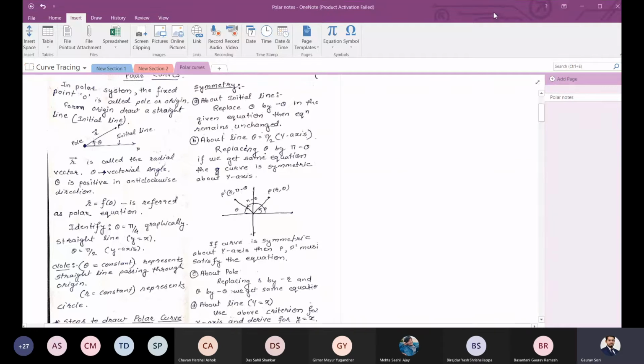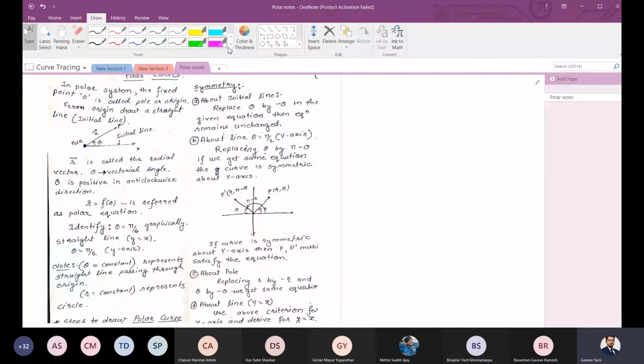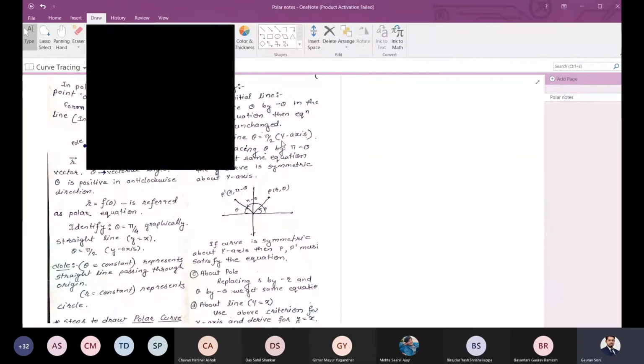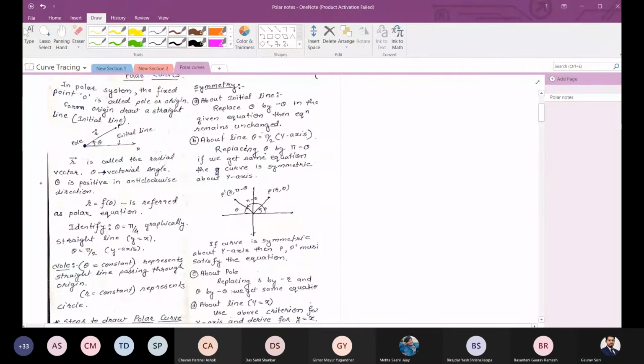So let's start where we left yesterday. We have already started with polar curves, and we have discussed these points. Those are written in the initial stages, like r is a radial vector, theta is the angle made by the line with the positive direction of the x-axis. So these things we have seen.